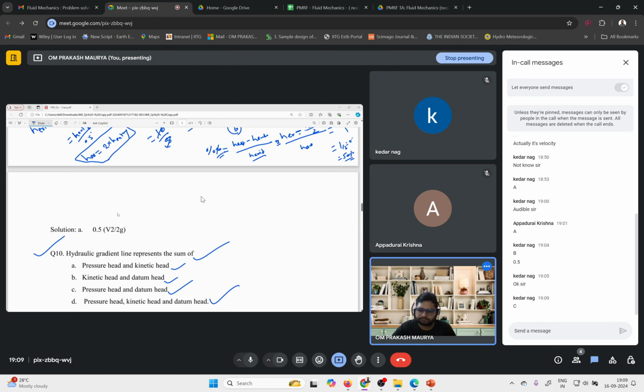Okay, you are telling, Kedar is telling the option C, pressure head and datum head. We are talking about here the gradient line. Hydraulic gradient line, it may be the energy gradient line. Two types of gradient line, energy and hydraulic. So we are talking about hydraulic.